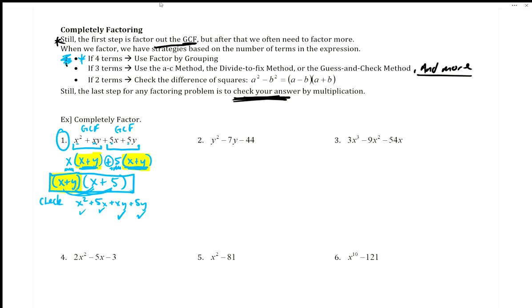Okay, our next one. Now this one, I'm going to star, these have 3 terms.